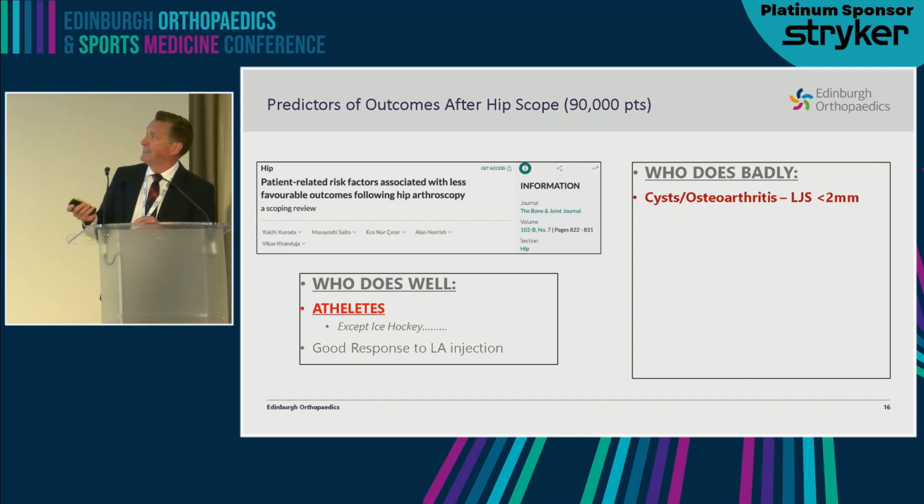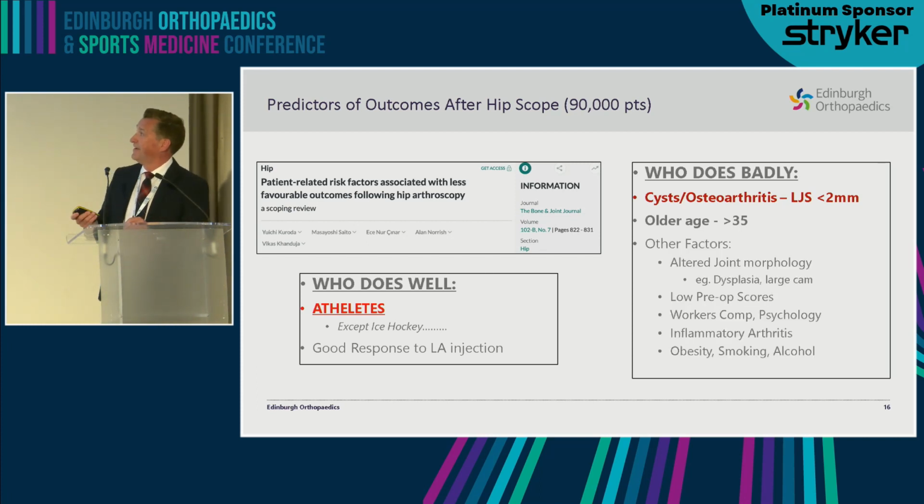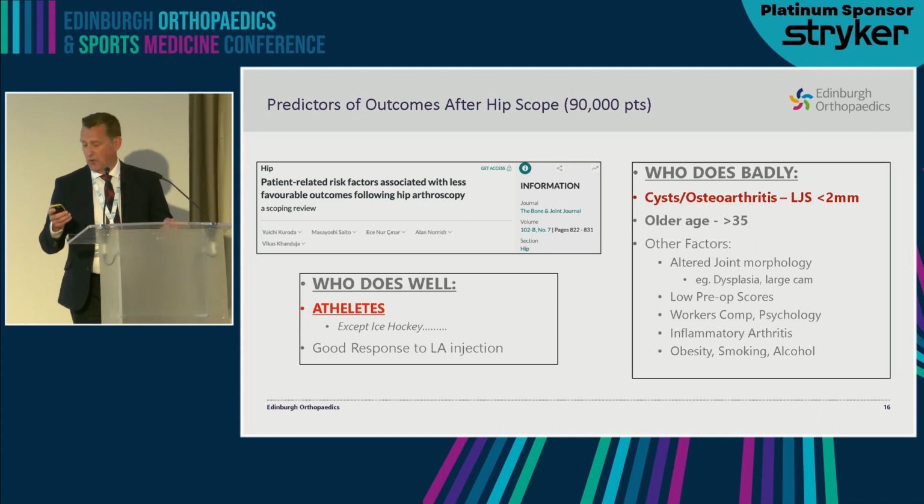Who does badly? If there are any signs of osteoarthritis in the joint, so either subchondral cysts or lateral joint space less than 2 millimeters, older age group, and sadly this includes me and a lot of people in the room now, over 35, and then all these other little factors: dysplasia, if they have a big cam, psychological factors, inflammatory arthritis, and the usual obesity, smoking, and alcohol.